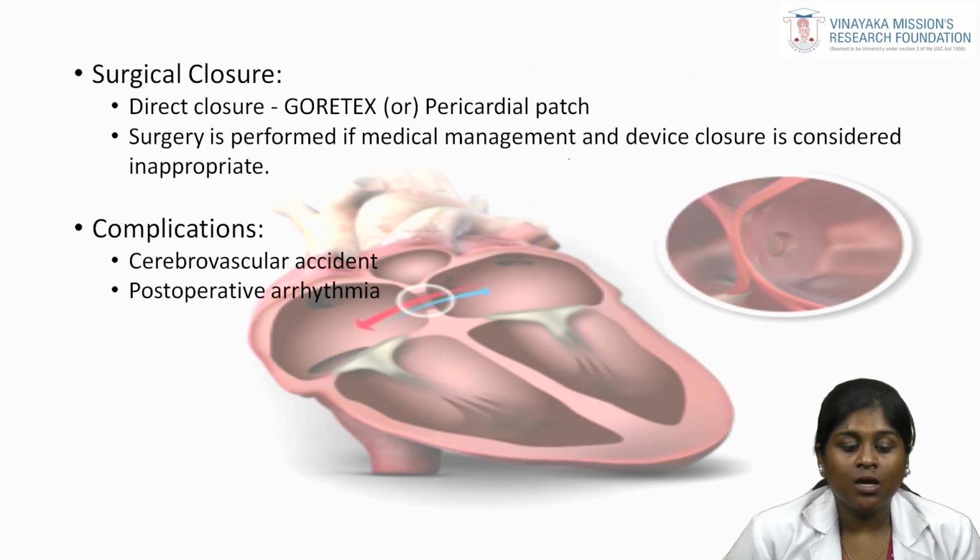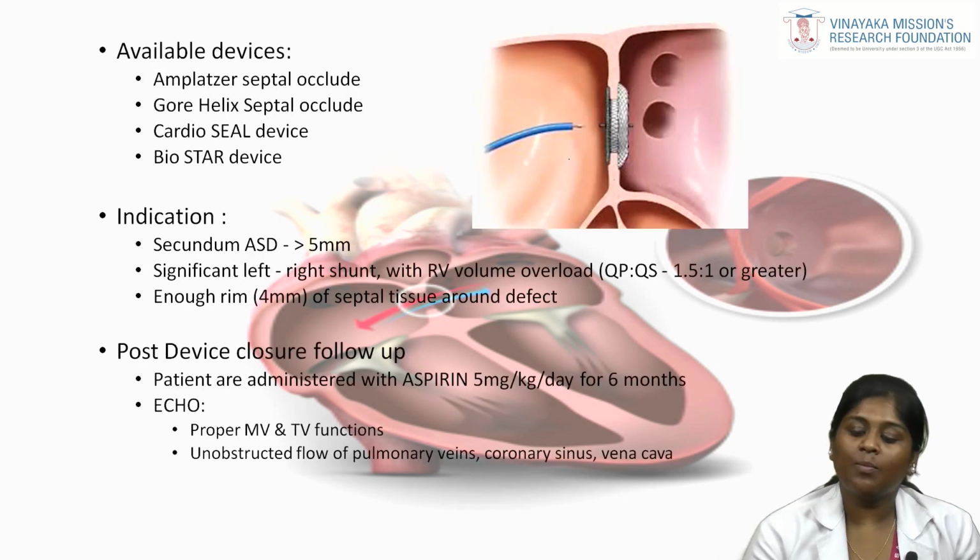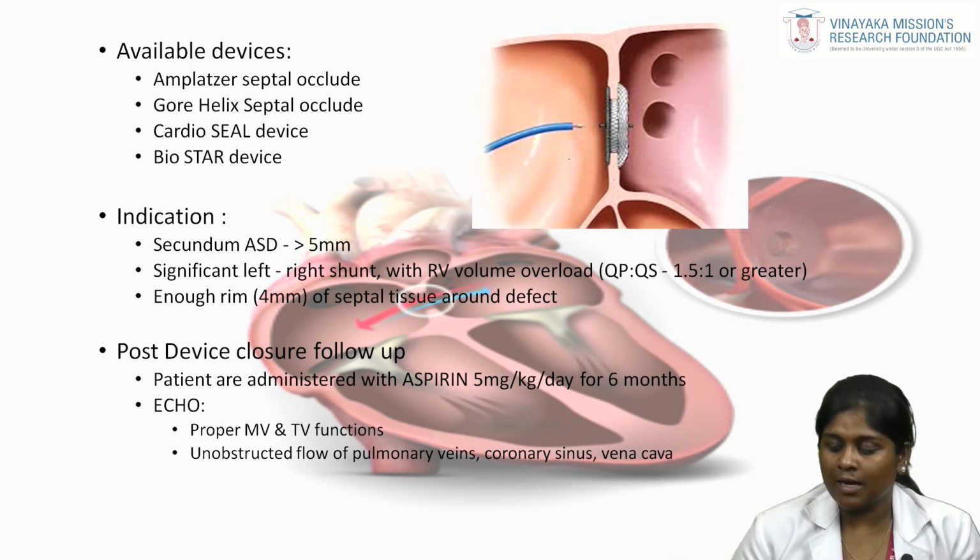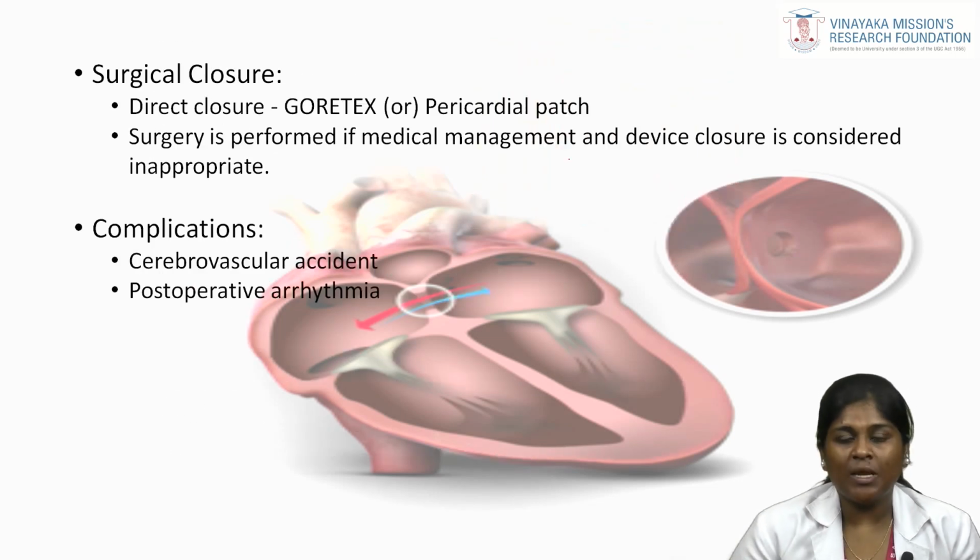And next we have the surgical closure. For surgical closure, we use direct closure or a pericardial patch. Surgery is performed when medical management and device closure are considered inappropriate. When device closure is inappropriate, like in ostium primum type of ASD and coronary sinus and sinus venosus type of ASDs, these are preferred for surgical procedure. Surgical procedure is nothing but, in the place of the device, we will place patches like Gore-Tex, and a pericardial patch will be placed in the place of the device as we saw in the previous image.